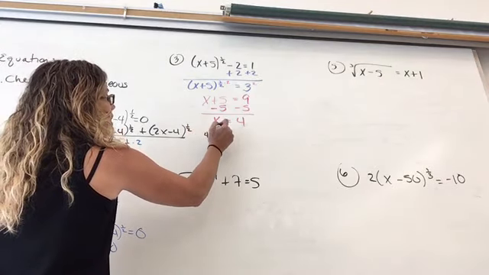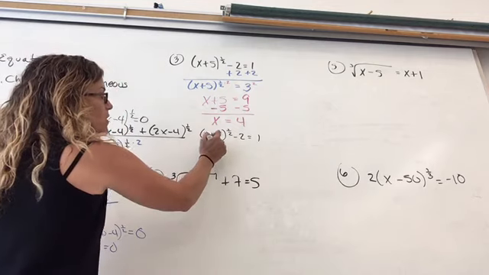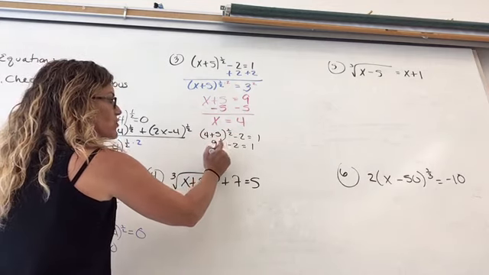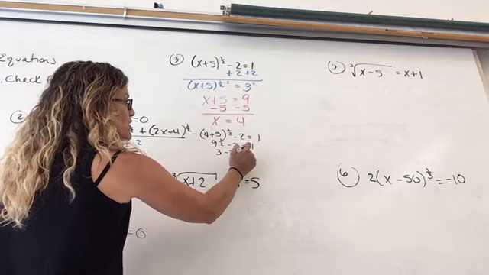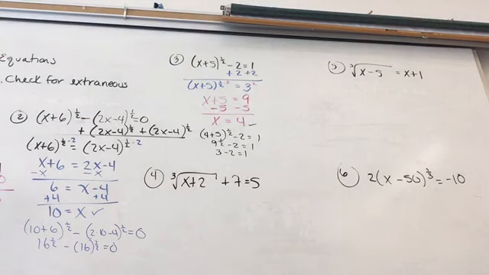So (4 plus 5) to the 1/2 minus 2 is supposed to be 1. 9 to the 1/2 minus 2 is 1. The square root of 9 is 3. Minus 2, that's 1. It checks. We're good. Sometimes they'll work, sometimes they won't. You really do have to check all of them.